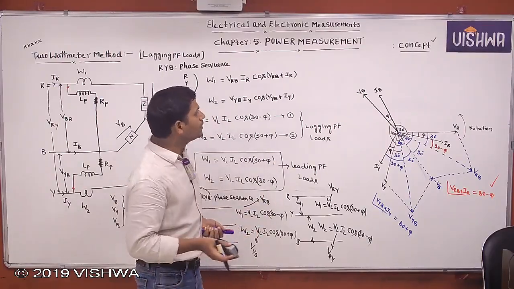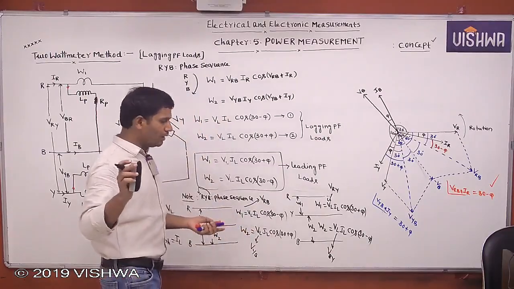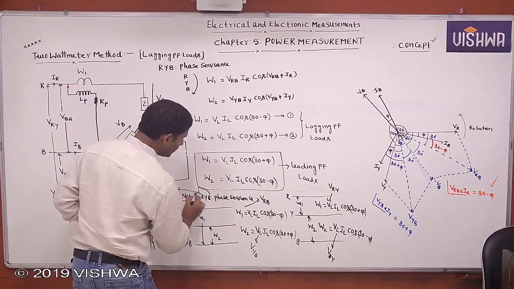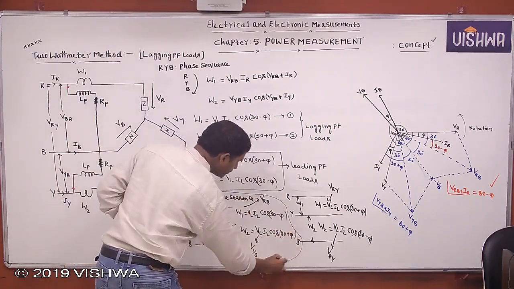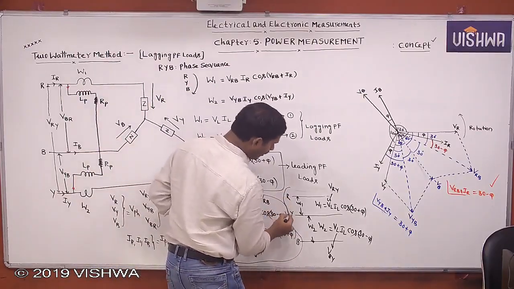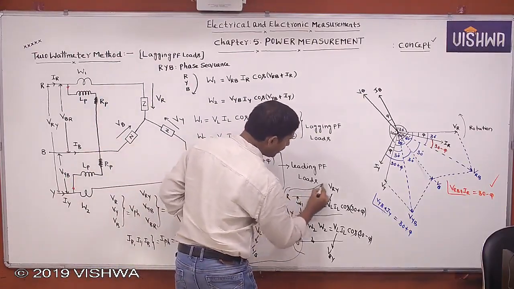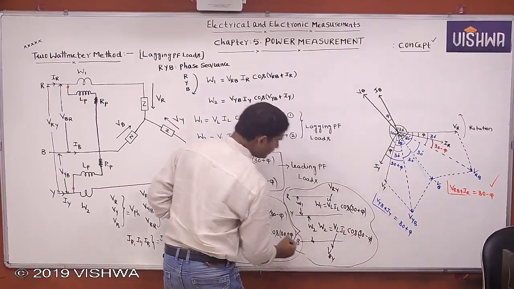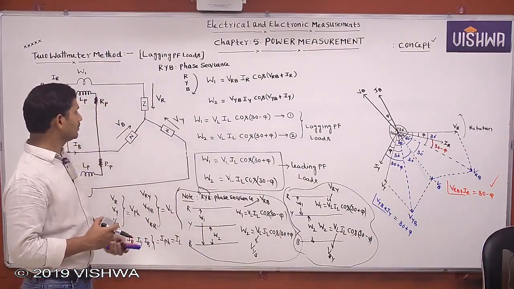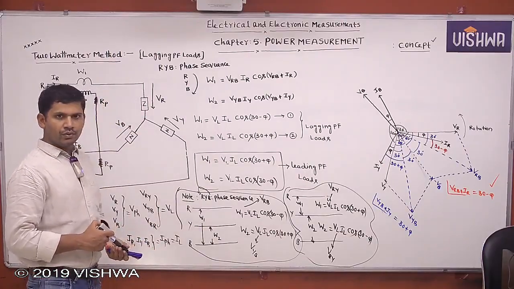For example, if it is given like this, first note this down quickly. This is note 1. This is note 2: RYB phase sequence and lagging power factor loads. Yes, quickly note it down.